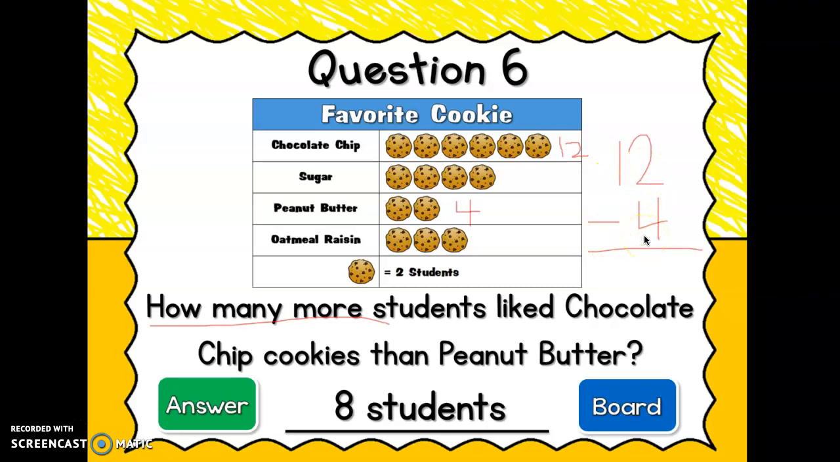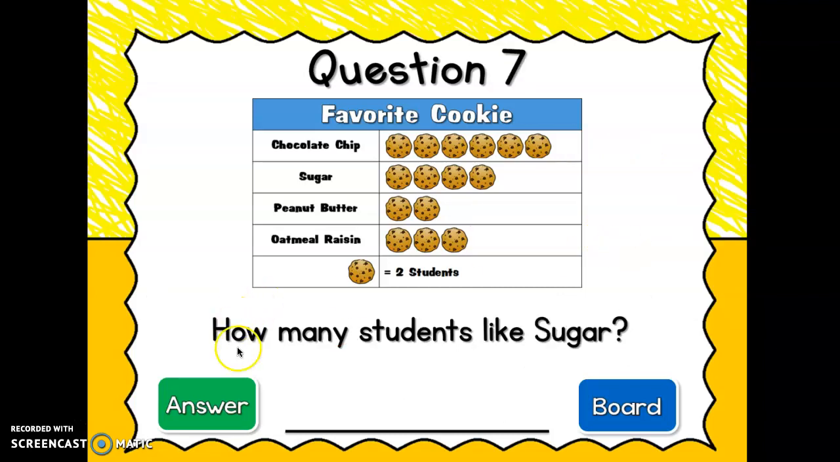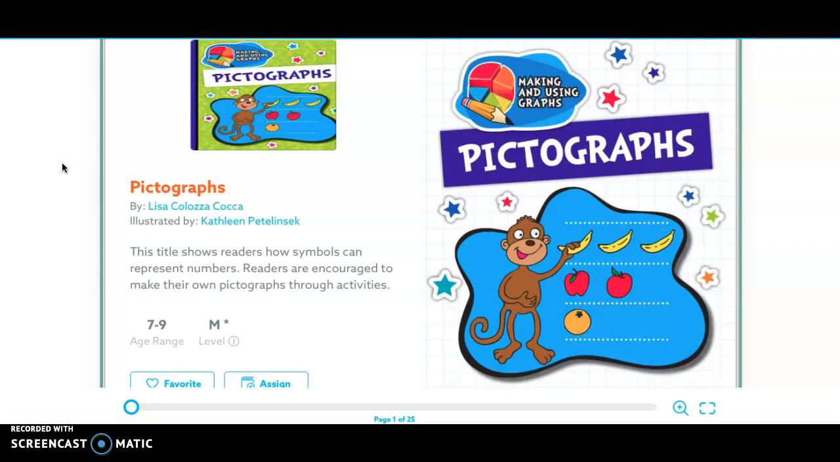Let's do one more question. How many students liked sugar cookie? Count how many students like sugar cookie. Okay, ready? Let's see. 8 students like sugar cookies. Good job. Hope you enjoyed playing the picture graph game, and picture graphs are pretty fun.